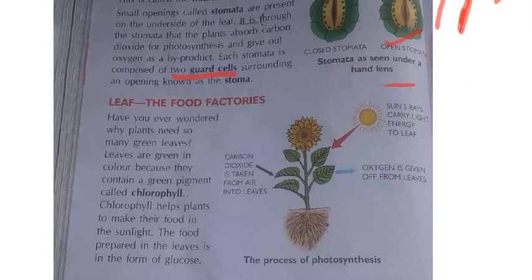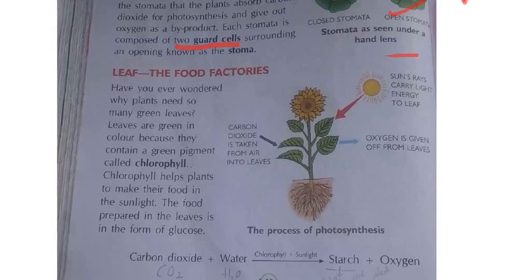Now we shall learn one more topic. Our next topic is what, children? Leaf, the food factories. I told you the plants can prepare their own food. Yes or no? So for the leaf they have given one special name. In the whole plant, what is the name of the food factory? Food factory means what, should you say? Leaf. The leaves are also called the food factories of the plants.